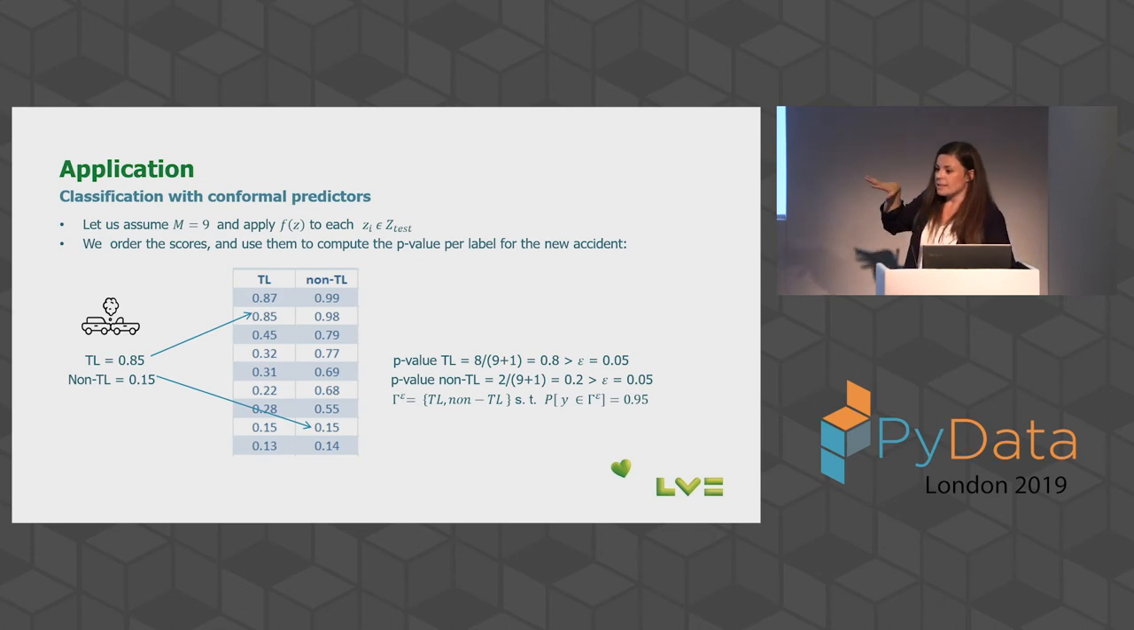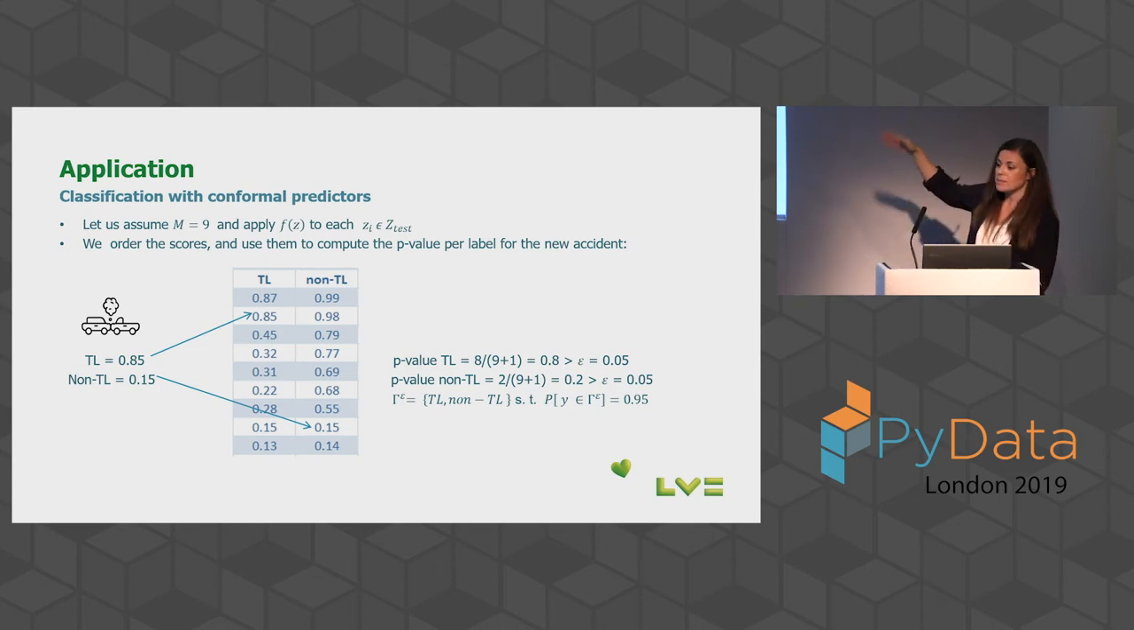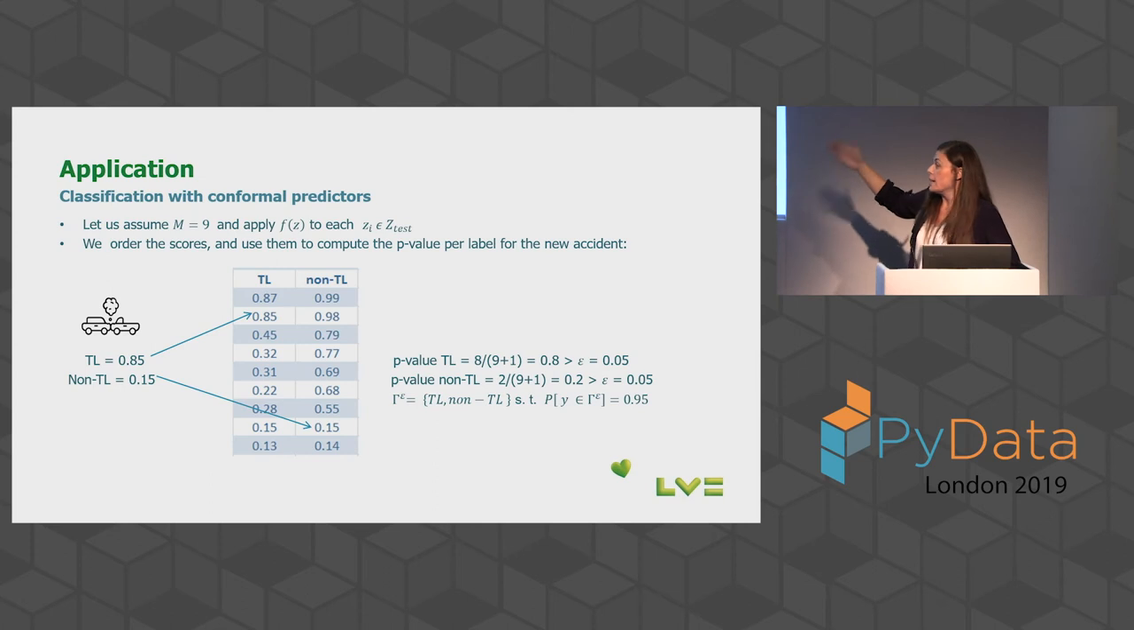Then I did exactly the same thing. I scored the prediction of my model, that is total loss. For the total loss, I got 0.85, and for non-total loss, I got 0.15. Then I go to my distribution of scores, and I just count. I have 0.85, and I count 1, 2, 3, plus 8, are smaller than 0.85. So my p-value is 8 divided by n plus 1, 0.8. I check if it is larger than the epsilon I set, that is 0.05.